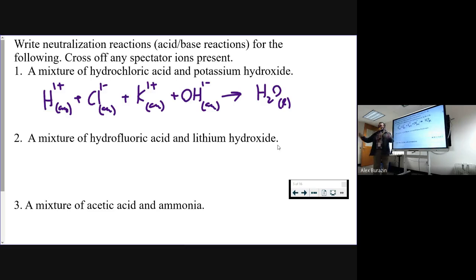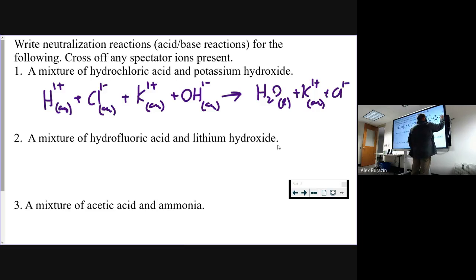But the salts that we produce from acid-base reactions will always be aqueous. And if it's aqueous and it's ionic, which it is, it's a strong electrolyte. So we keep it dissociated. So I'm going to get KCl, but I'm not going to write it like that. I'm going to write it as K1 plus and Cl1 minus.